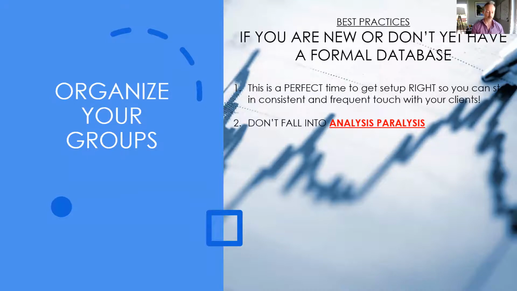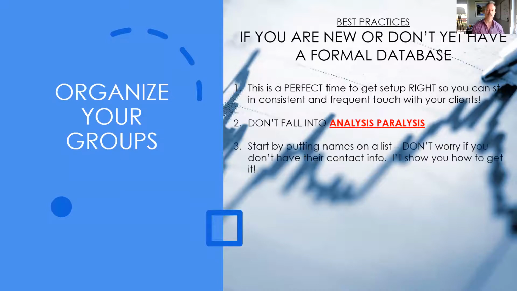So it's more important to take action and adjust as you go than it is to try and come up with the perfect system right in the beginning, because my experience has been if you try to do that, you're never going to take action, and action will beat theory every single time. So don't fall into analysis paralysis. Just start by putting names on a list.